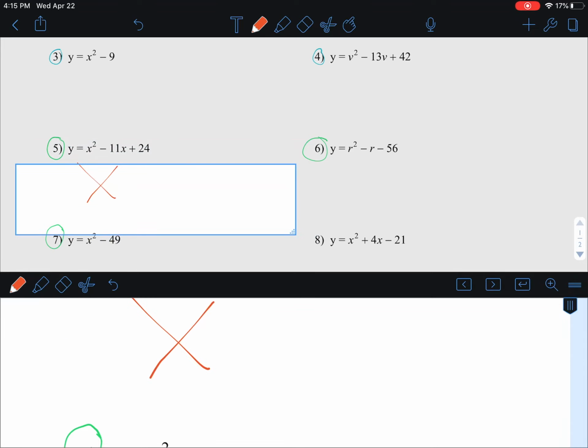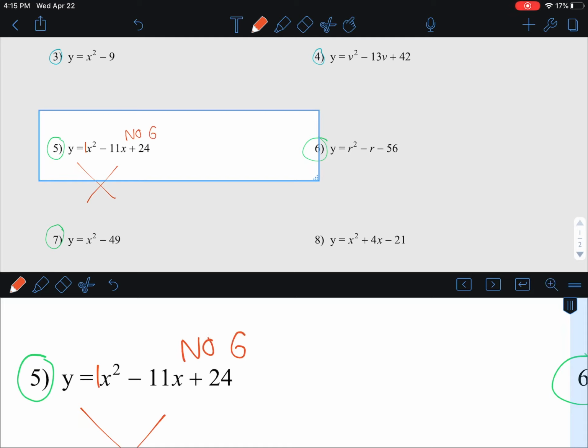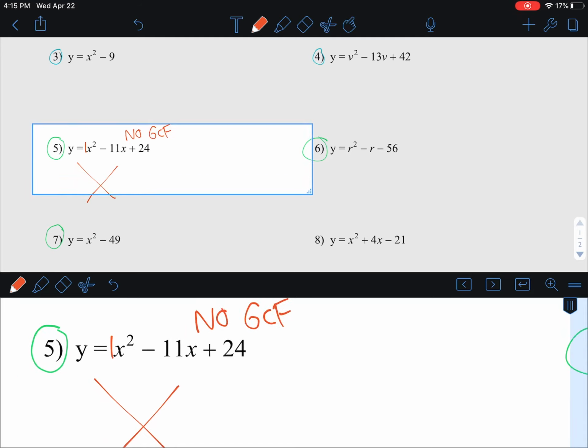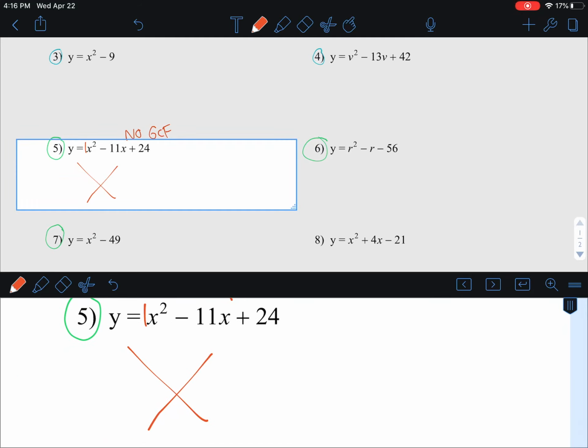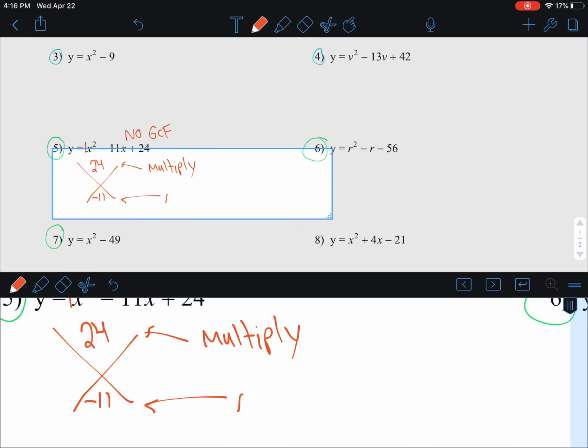We're factoring. A times C goes up top. Again, there's no GCF, by the way. You always look for a GCF right away, if you remember. There's no GCF here. So A times C goes up top, which is going to be 24. B goes on the bottom, which would be negative 11. Then you think to yourself, what are two numbers that multiply to that and add to that?